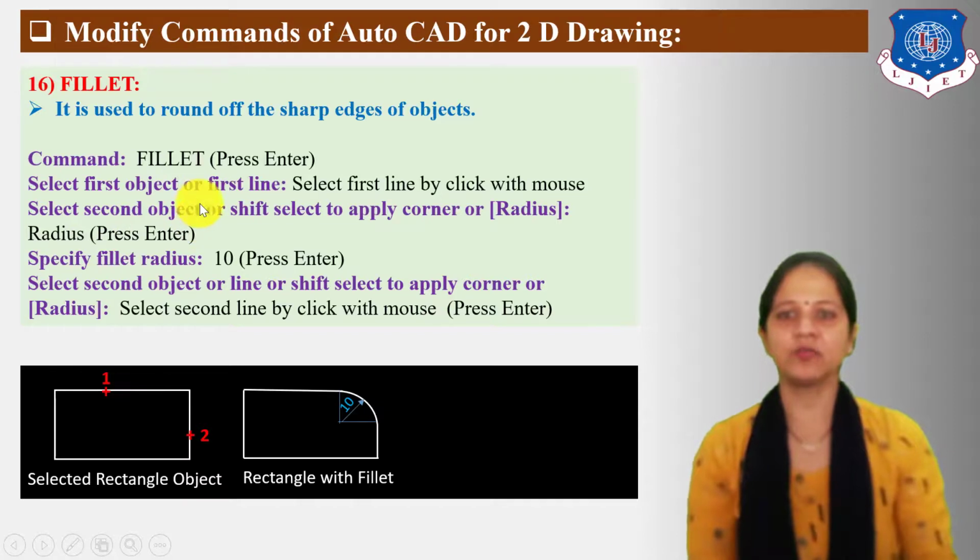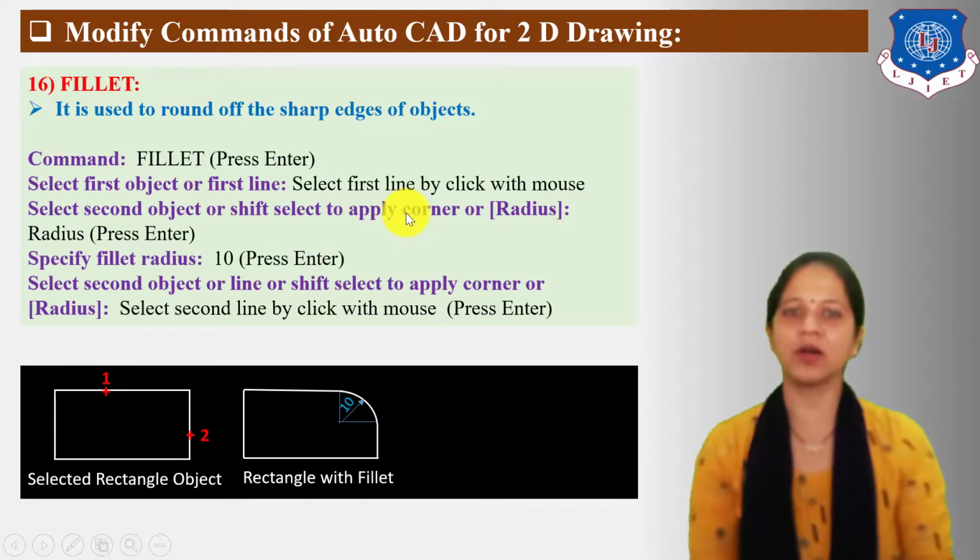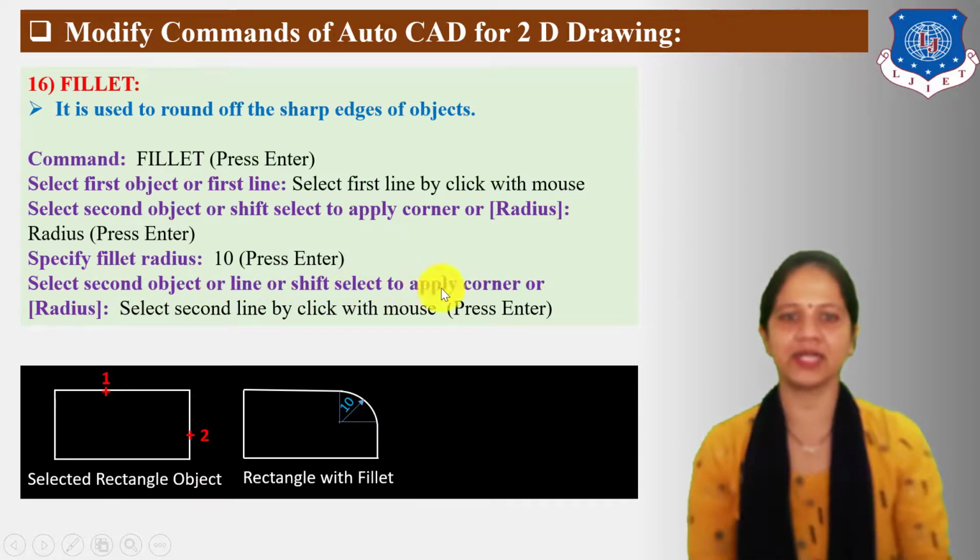Select second object, or shift select to apply corner or radius. Here I have taken radius, then press enter. Specify fillet radius. Here I have taken 10 units for the fillet radius, then press enter. The next statement displayed on the command bar is select second object or line, or shift select to apply corner or radius. So select the second line by clicking with the mouse, then press enter.